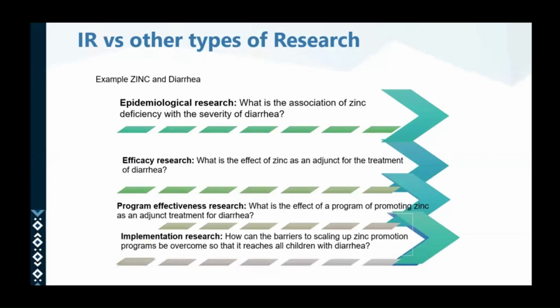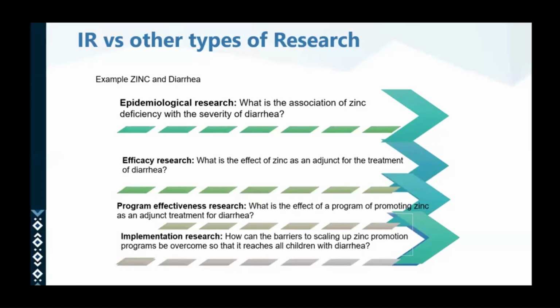Firstly, epidemiological research is used to establish the association between zinc and diarrhea. This can be from literature or even from a survey that you do. Here, we are not focusing on the intervention, but mostly on the population and not the intervention directly. The question that we want to answer is, what is the association of zinc deficiency with the severity of diarrhea in children? Then we have the efficacy research.